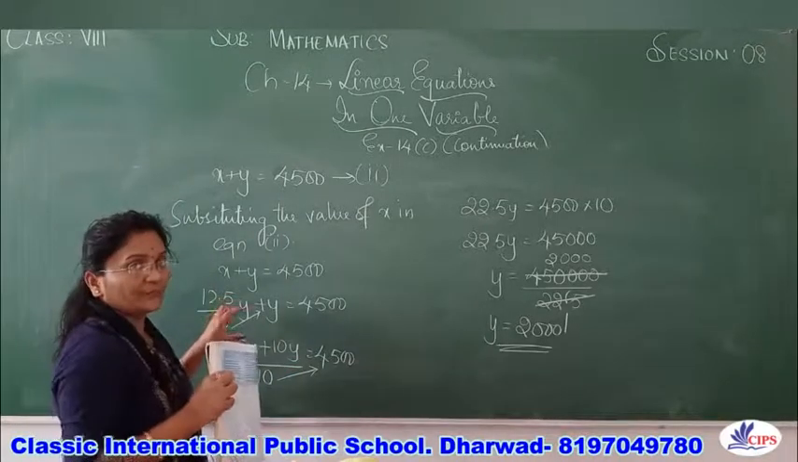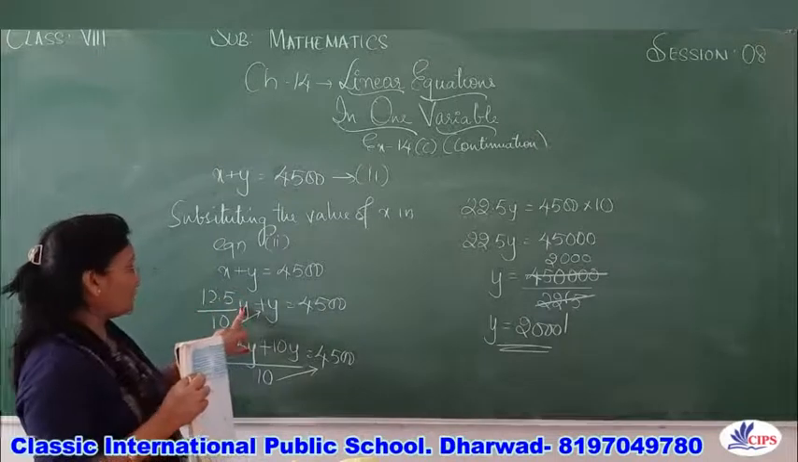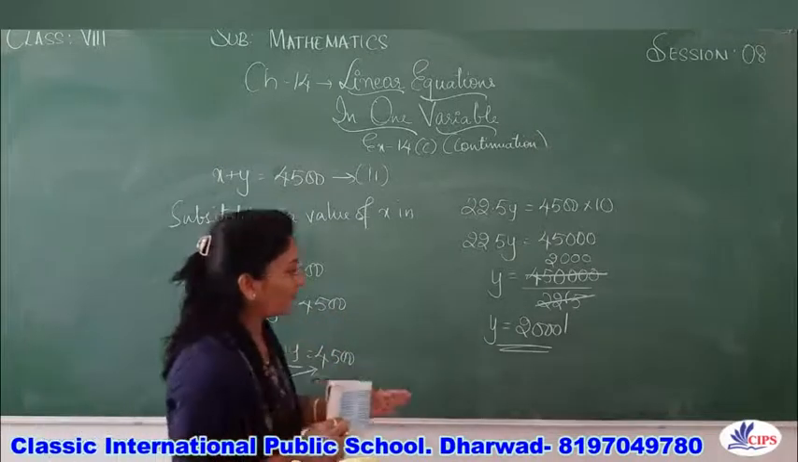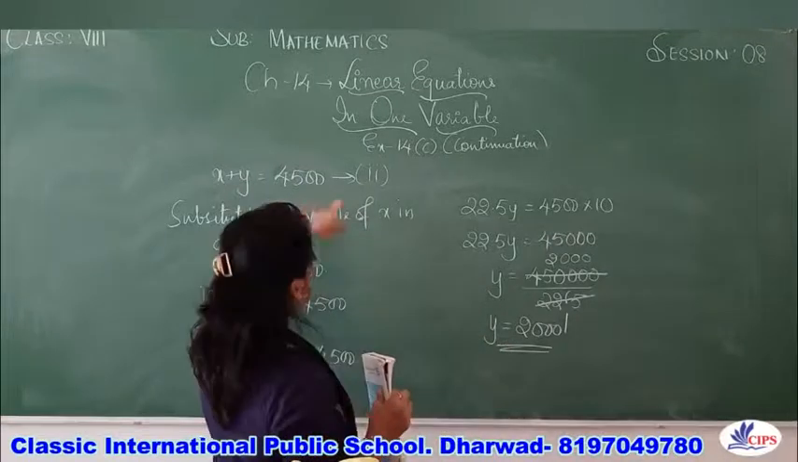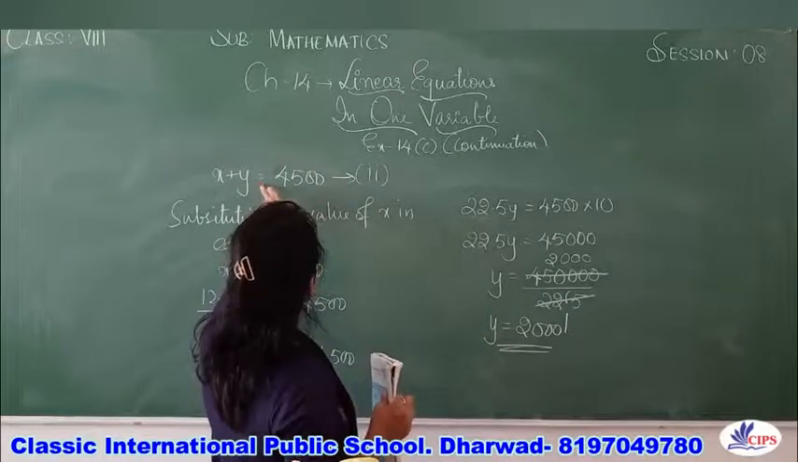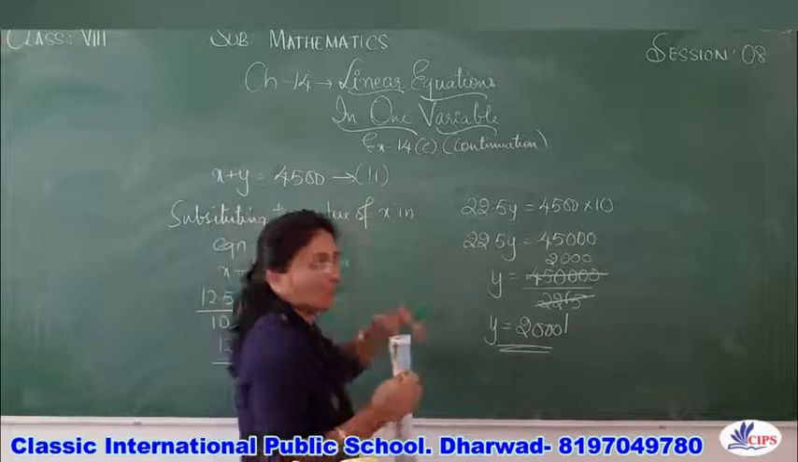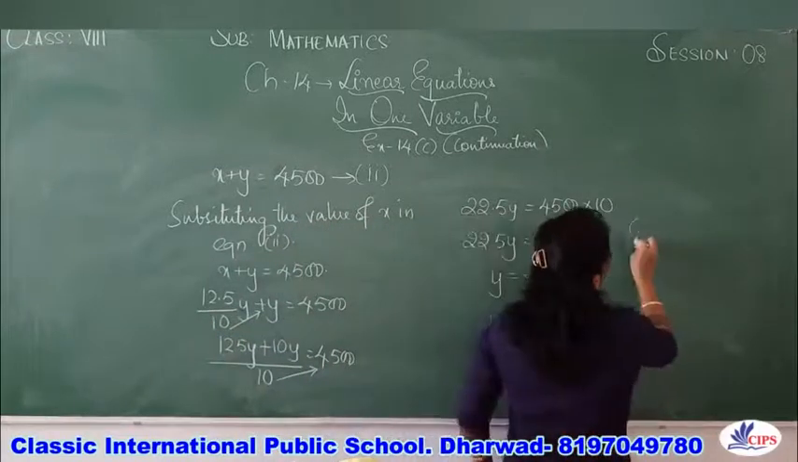So we got the value of y as 2000, but we have got the value of x also, but it is not in the correct way. It's having y also with it. Now let us find the value of x. So how do you find the value of x?